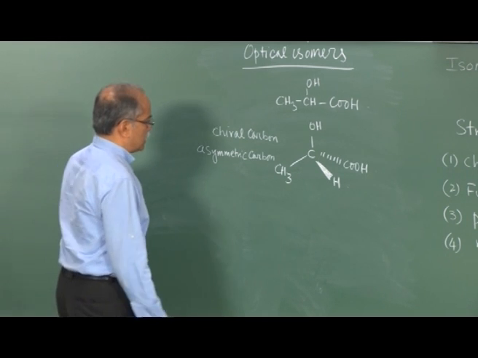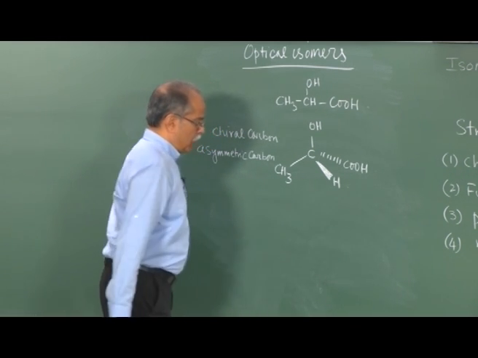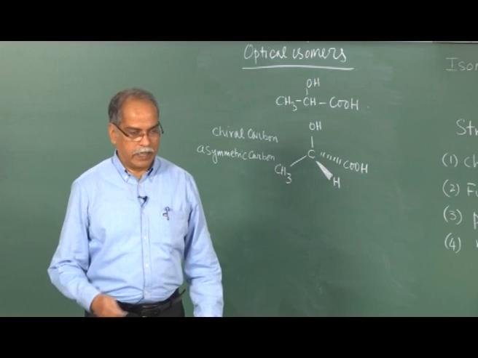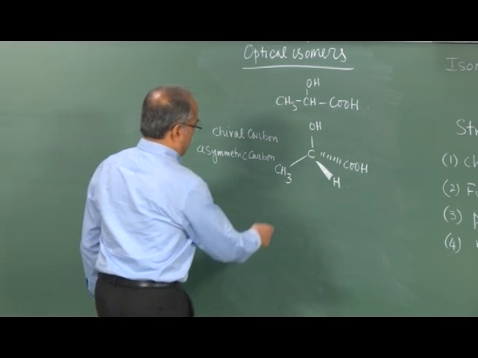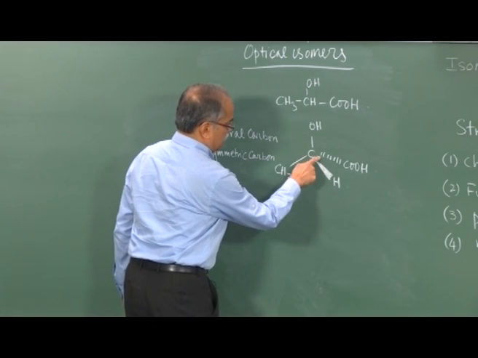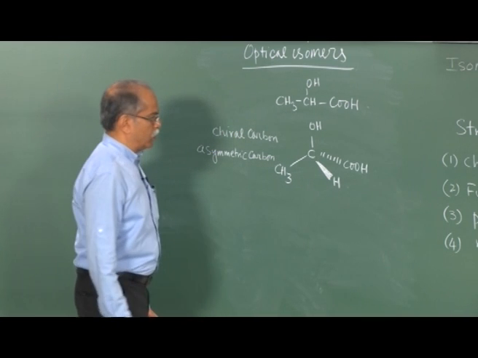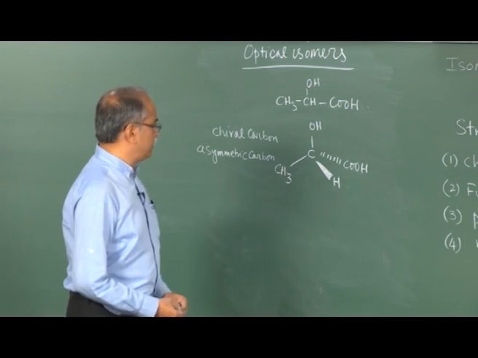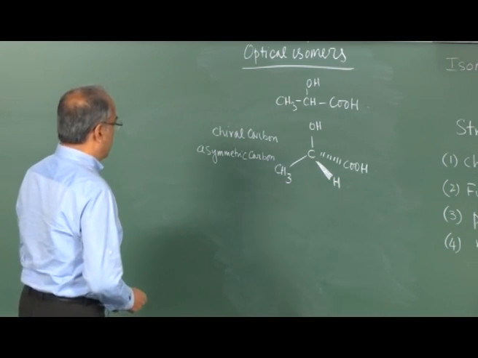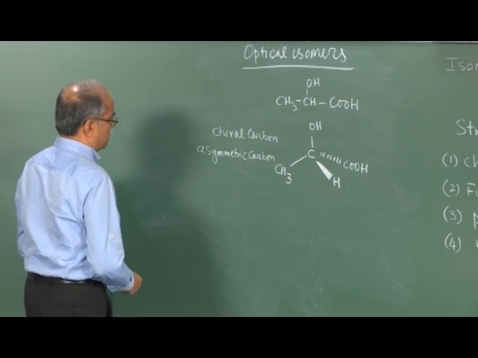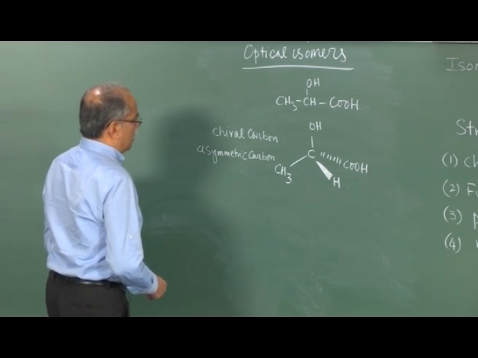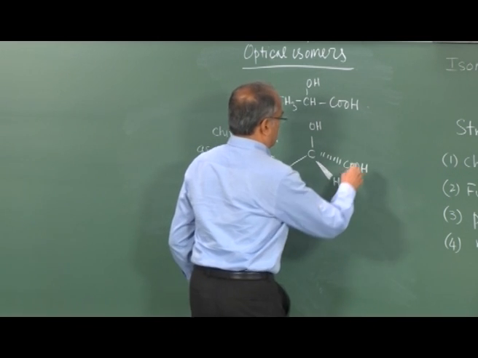This is how one represents a tetrahedral carbon on the plane of the blackboard, by indicating projections with the wedge as well as the dashed wedge that is shown in this particular manner. Now, how many isomers are possible in terms of this molecule?